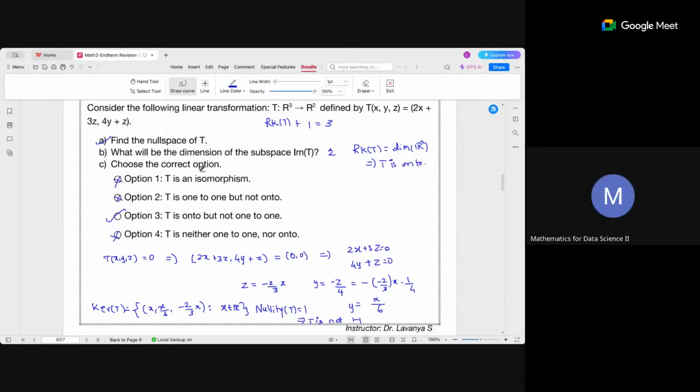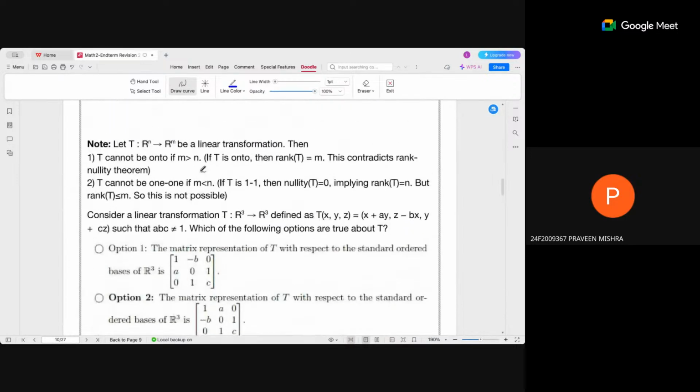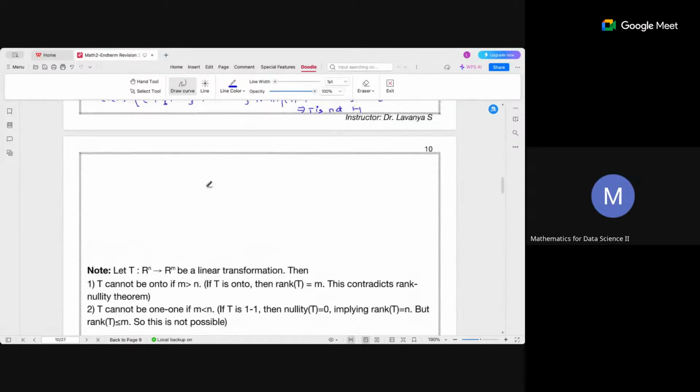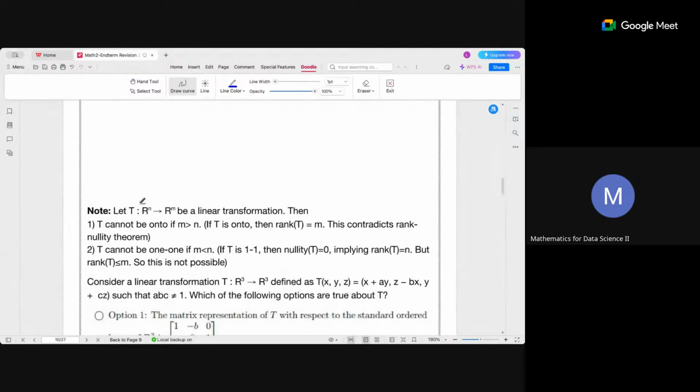Okay, so this problem is clear for everyone? Yes, ma'am. So here is an important statement. Even without verifying, there are a few facts which you can tell. Suppose you have T from Rn to Rm, a linear transformation. Then T cannot be onto if m is greater than n. Why? If m is greater than n and T is onto, then rank of T is equal to m, and you will have a contradiction to the rank nullity theorem, correct?